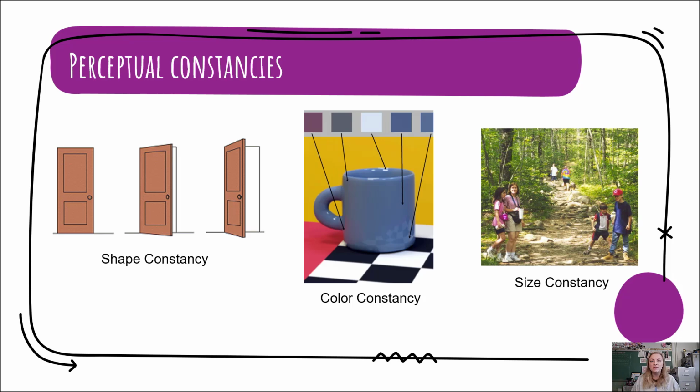But our brain knows that our world is fairly constant. So the shape of this door, for example, in this image stays the same, even though the sensory information, the light waves that are coming in, have changed and you are getting a different shape of that door. But our brain perceives it as the same shape, just changing our angle of seeing that shape. The same goes for color and size. We recognize that color and size stay the same, even though the actual sensory information coming into our body might change based on reflections or shadows.